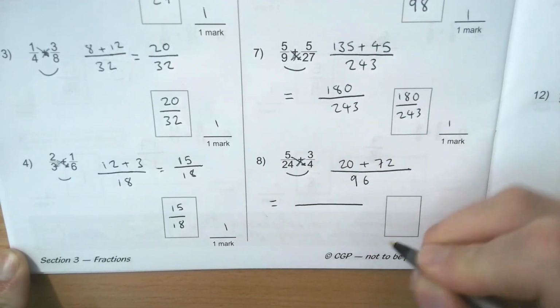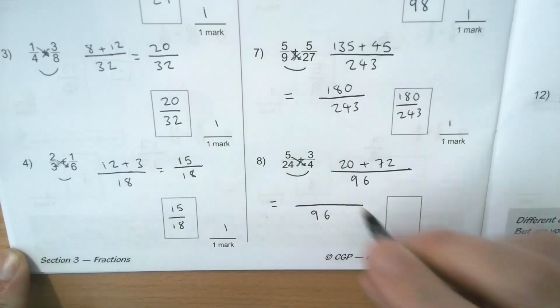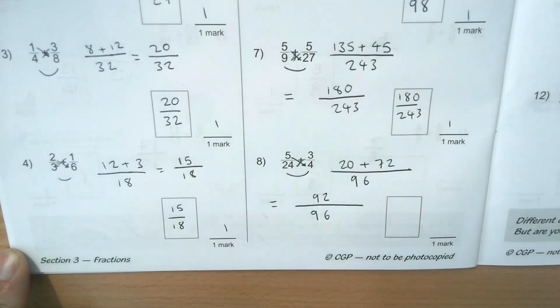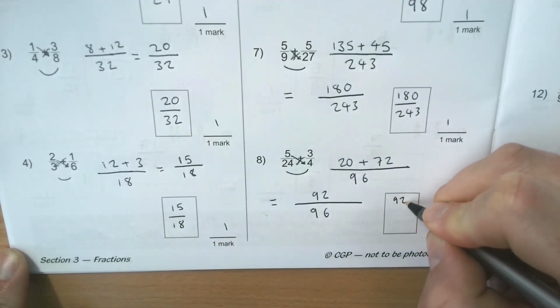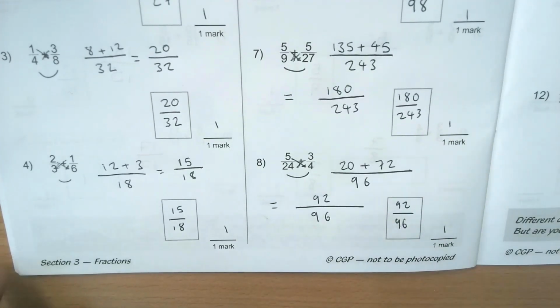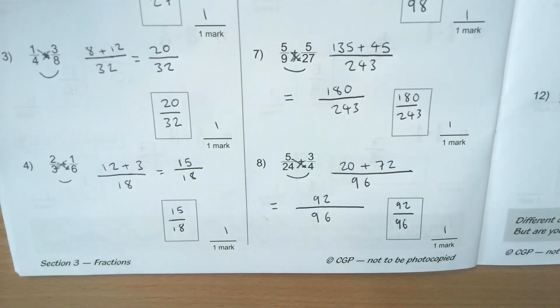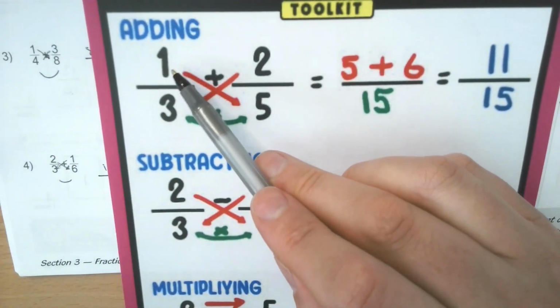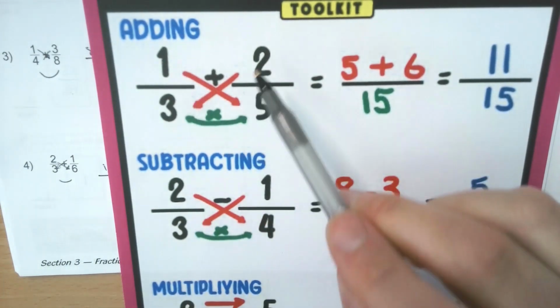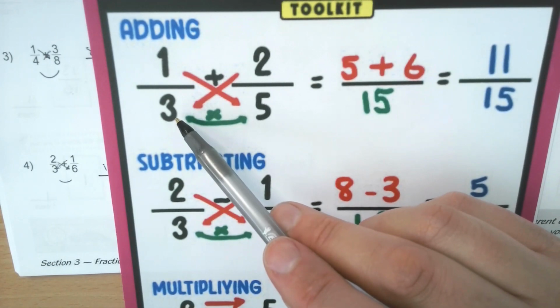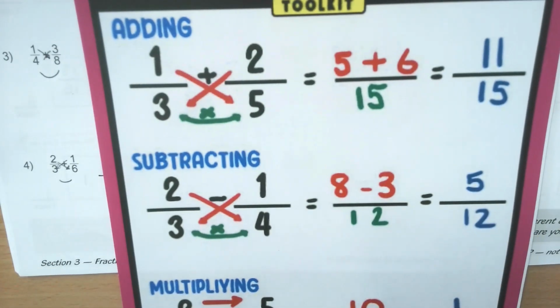Okay, what is that? It's something over 96. What is 20 add 72? 20 add 72 is 92. So my answer is going to be 92 over 96. Okay, so that is how you add fractions with different denominators. Let's have a look one more time. So we're just going to times the numerator by the opposite denominators, and then our denominator is going to be times together to give us our denominator.